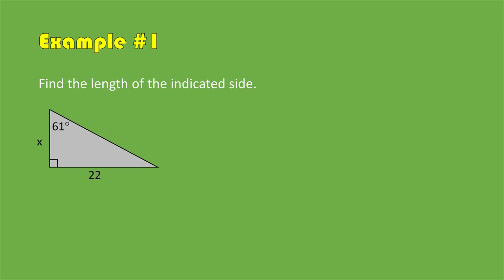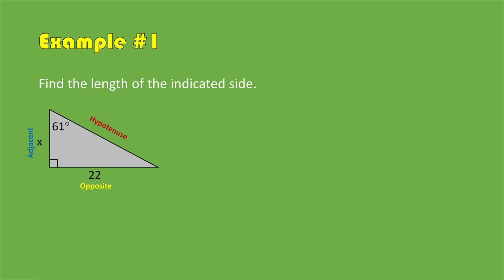Find the length of the indicated side. We want to start this off in the same way. We are going to label the sides opposite, adjacent, and hypotenuse, and our theta, or the angle that we will be labeling this triangle in respect to, is the angle that is measured. So the 61 degrees would be our theta. So we'll go ahead and label those adjacent, opposite, and hypotenuse.